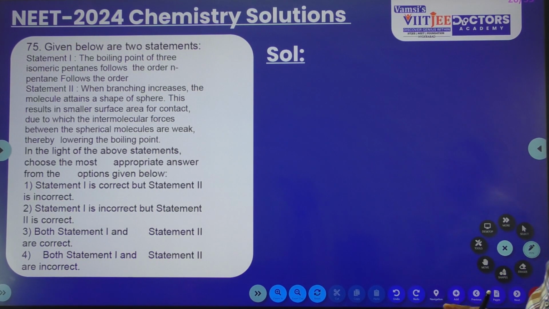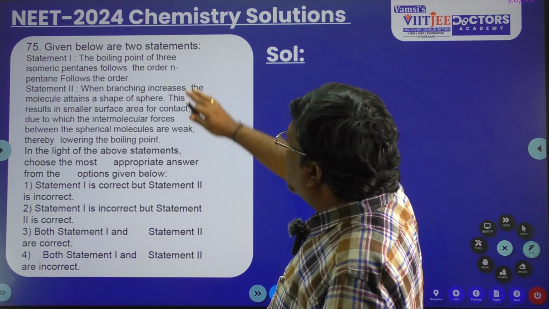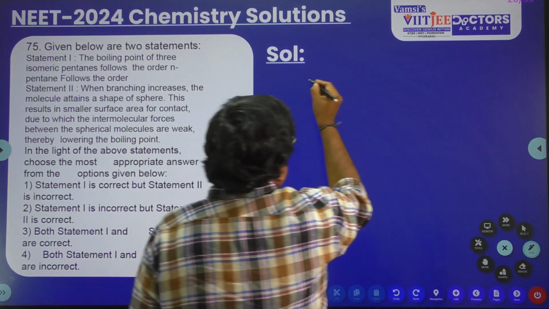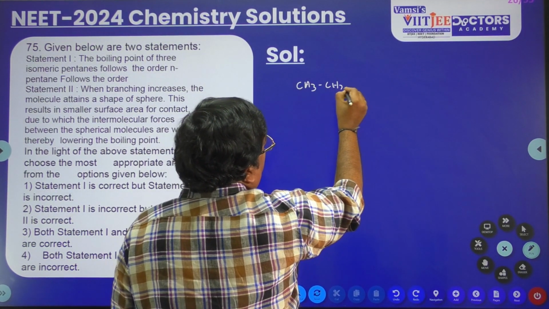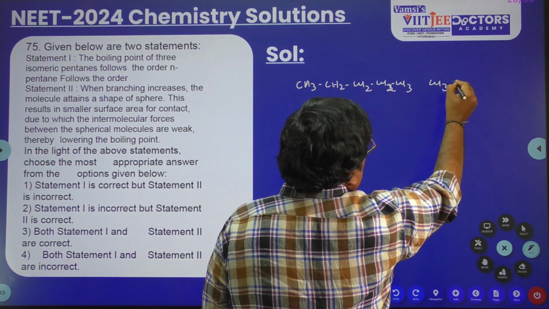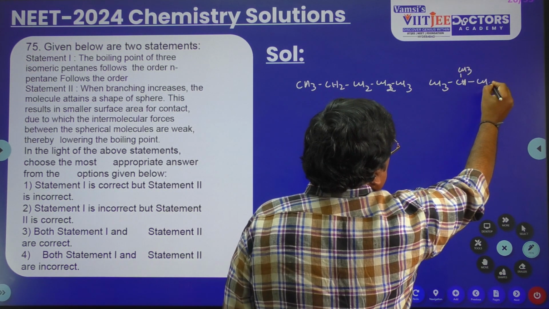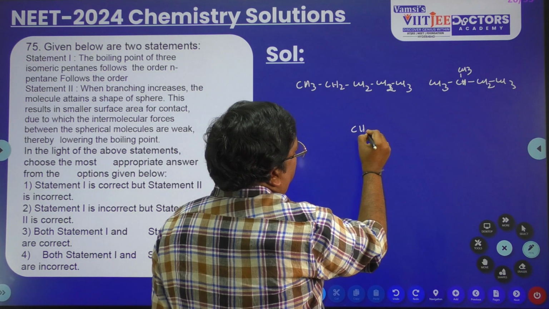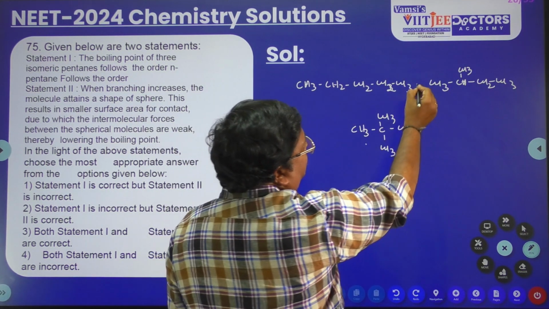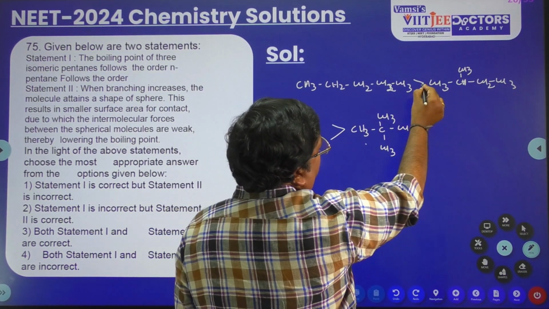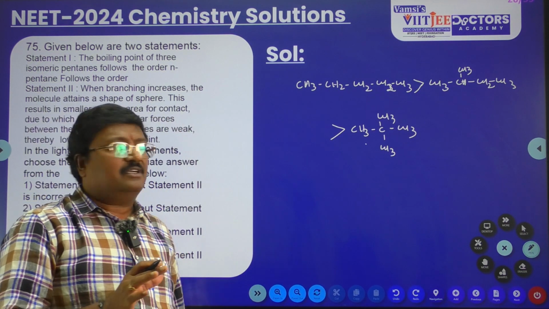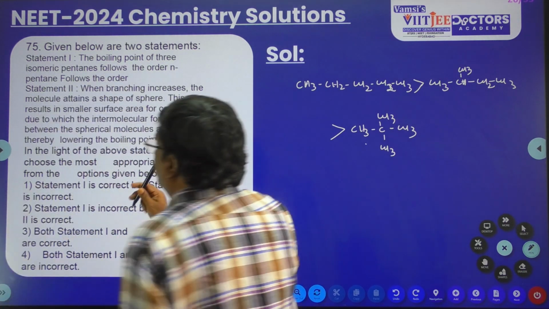Coming to the 75th question, here also a statement type of question. Here, the boiling point of 3 isomeric pentanes: normal pentane, isopentane, and neopentane. As the number of branches increases, boiling point gradually decreases because intermolecular attractions decrease. So now let us see the statements.